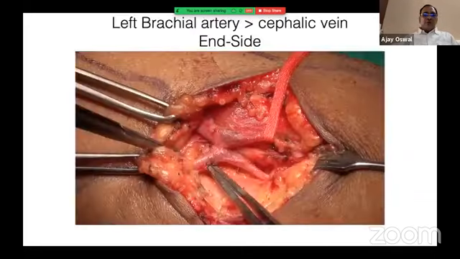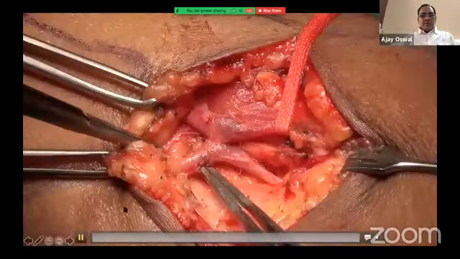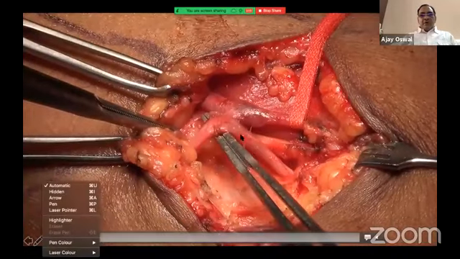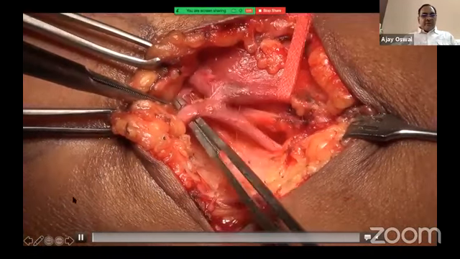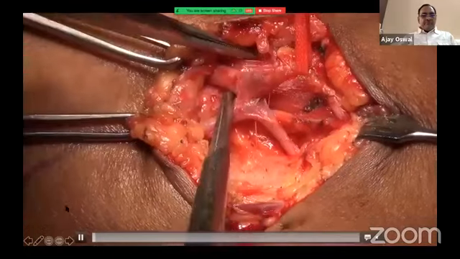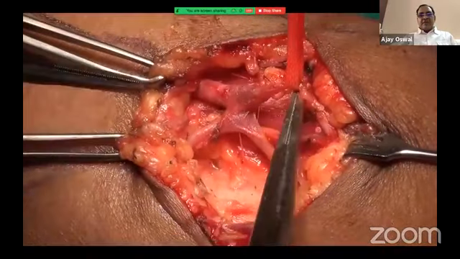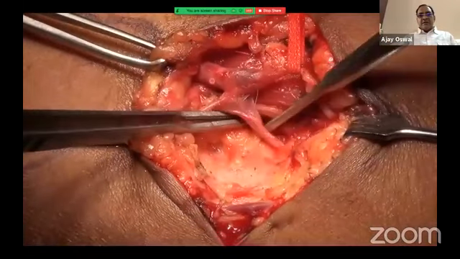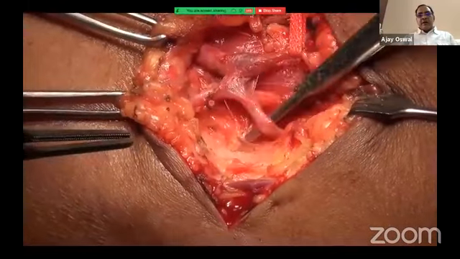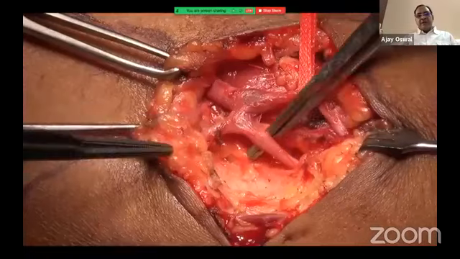So now let us go to the left brachial artery cephalic vein end to side fistula. This is a perforator vein. This is the cephalic vein, and this is the medial cubital vein ultimately going to the basilic vein in that direction.